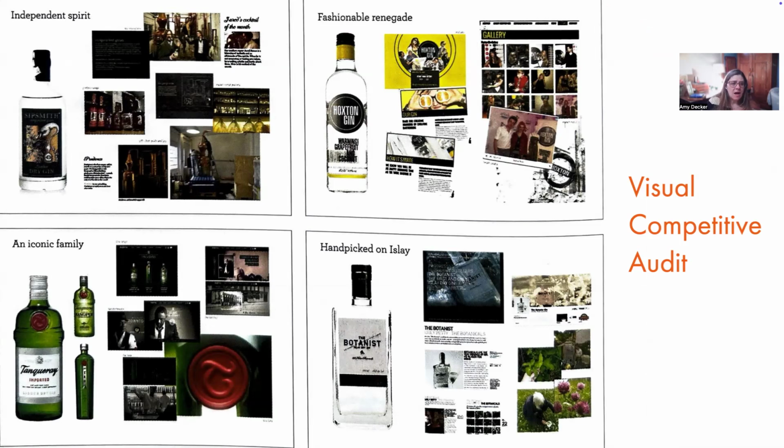This kind of shows a product that's like the Independent Spirit on the upper left-hand corner. On the upper right-hand corner, it's the Fashionable Renegade in that product category. Handpicked on Isley on the far right, and an iconic family like Tanqueray on the far left. So it's kind of showing the different kinds of consumers that might choose these different products based on who they are as consumers. So they're looking at the tone of voice, the look and feel, the typefaces, the color palettes, brand icon and logo, and other elements that are used in their branding.